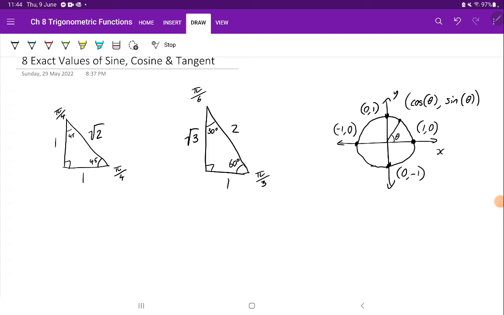And the only things we need to remember are SOHCAHTOA and then the unit circle for otherwise. On here, we have some important angles to remember. We have 0 degrees, 0 radians. We have 90 degrees, pi on 2 radians. We have 180 degrees, pi radians. And then we have 270 degrees and 3 pi on 2 radians.